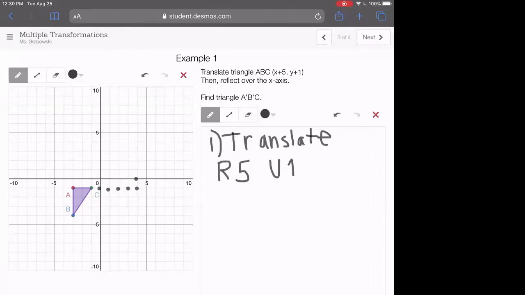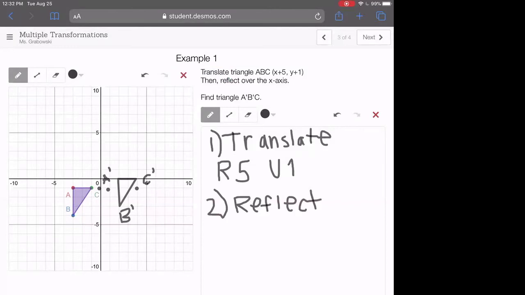So that's gonna be C prime. So we'll label this first. When we translate it, we're gonna label it C prime, and then we will label our next one C double prime. So I'm gonna go ahead and plot these points.